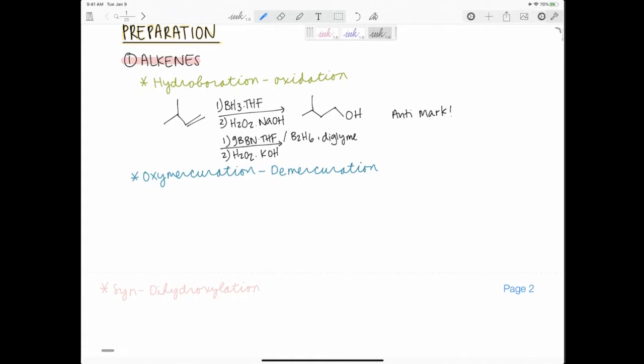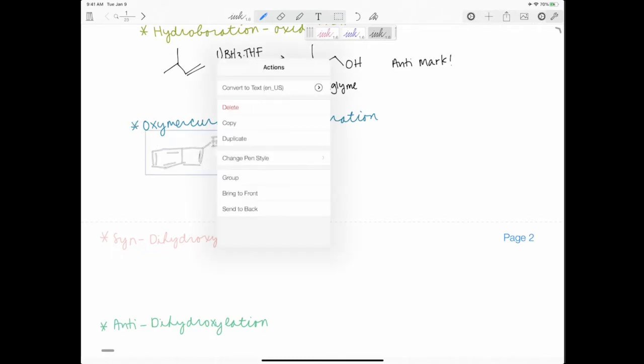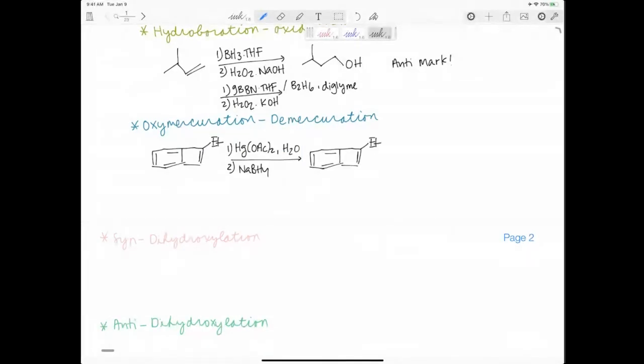Oxymercuration-demercuration. Let's say I had this starting material, and I treated that with mercury acetate and water, and then reduced it down with sodium borohydride. What do I get? This is a Markovnikov addition. Very good.